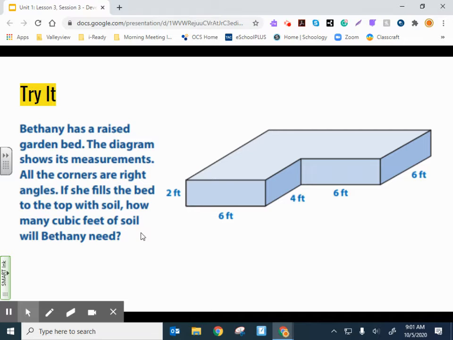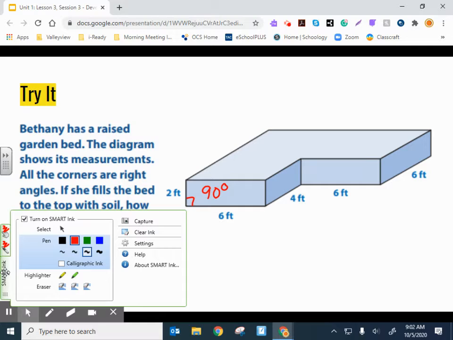All right, so here is the scenario for this. Bethany has a raised garden bed. The diagram shows its measurements. All the corners are right angles. Again, right angles, as we know, are with a little square there, and those represent 90 degrees. So all of these we are going to assume are 90-degree right angles. If she fills the bed to the top with soil, how many cubic feet of soil will Bethany need?